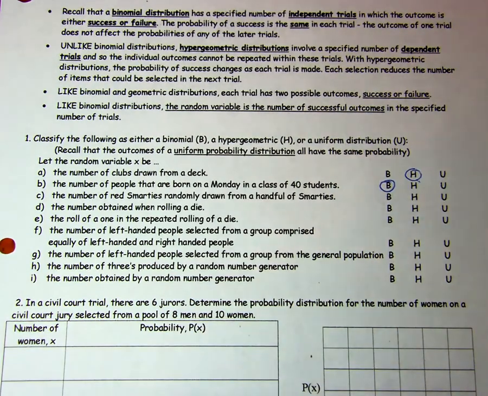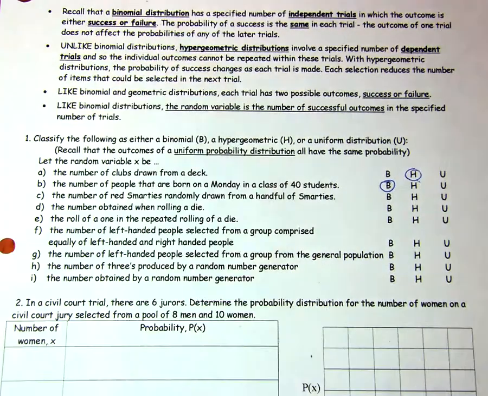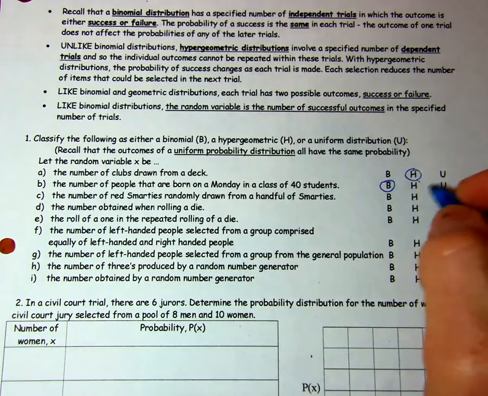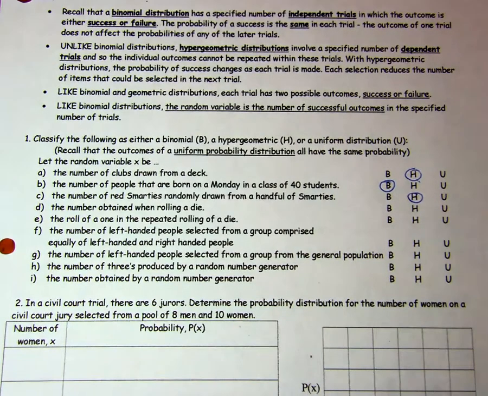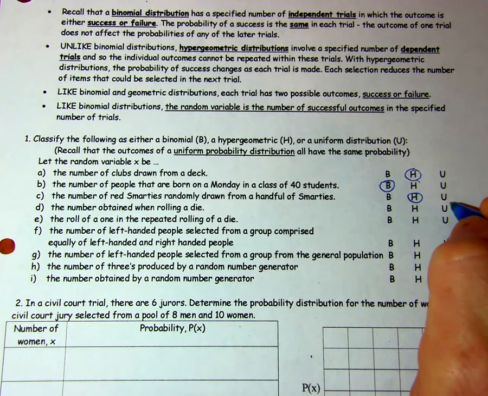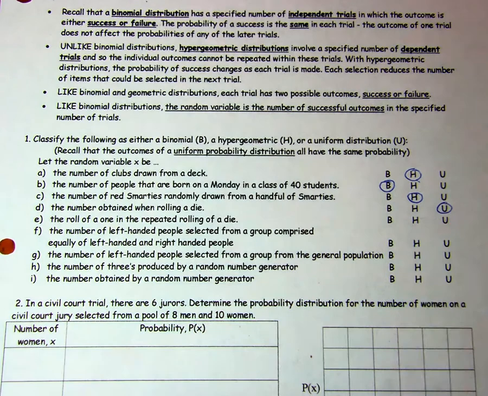C, the number of red Smarties randomly drawn from a handful of Smarties. Again, as you're picking Smarties out, do the probabilities change? Oh, it would be hypergeometric. Yeah, the probabilities change. D, the number obtained when rolling a die. So uniform? Uniform. They're all 1/6.